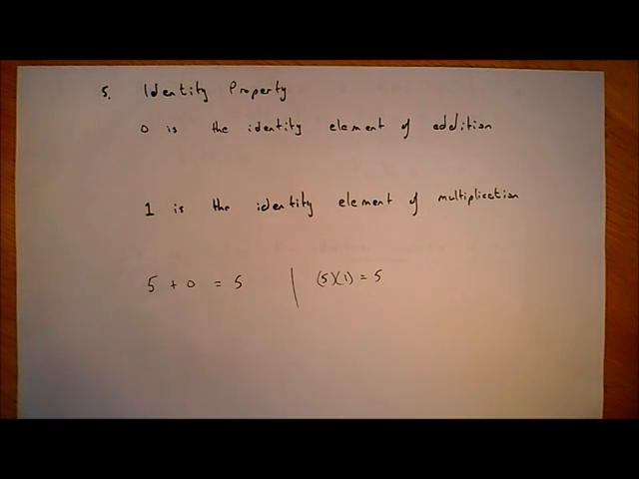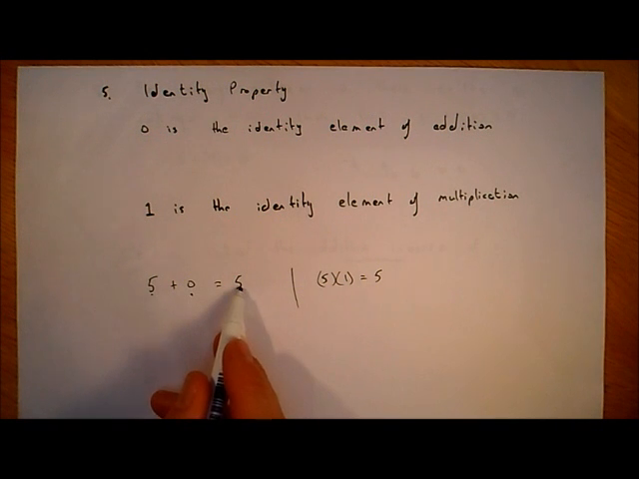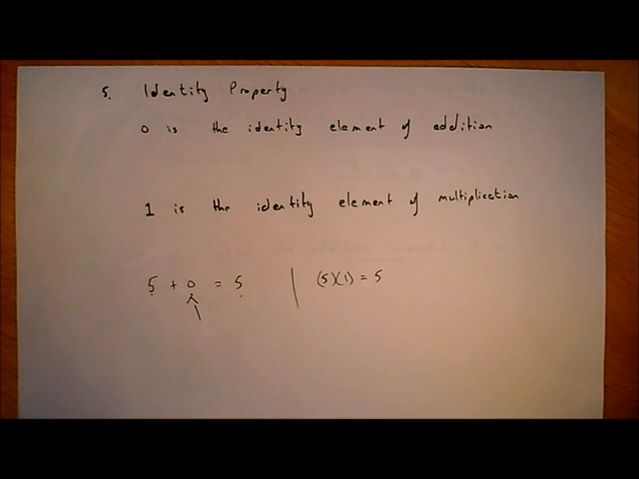And then the fifth property is called the identity property. So with integers, there's two identity elements. 0 is called the identity element of addition, and 1 is called the identity element of multiplication. The reason they're called the identity elements, well, if I take any integer and add on the identity element of addition, I should end up with that integer again. So if I take 5 and I add 0, I still end up with 5. So that's why 0 is called the identity element of addition.